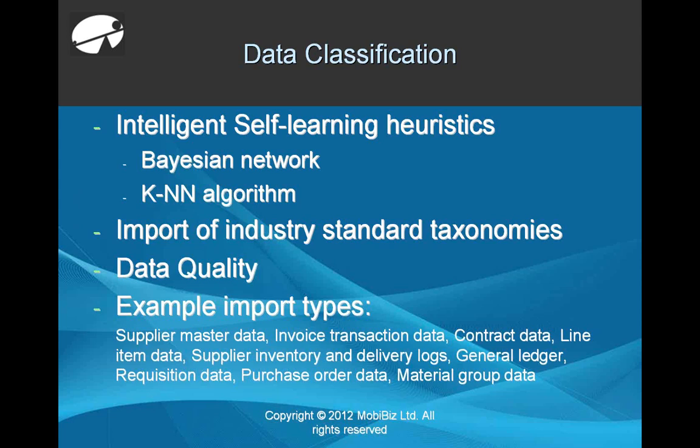On this slide I have some examples of the types of data that we can import. It can be the supplier master data, invoice transaction data, line item data, contracts, ledger data, requisitions, purchase orders, and it can be inventory logs or delivery logs for logistics from suppliers.